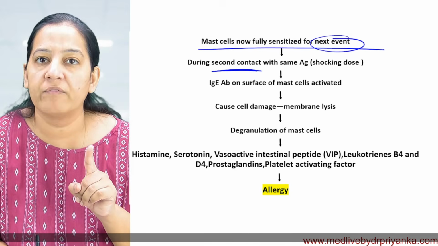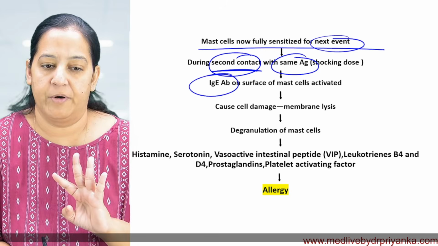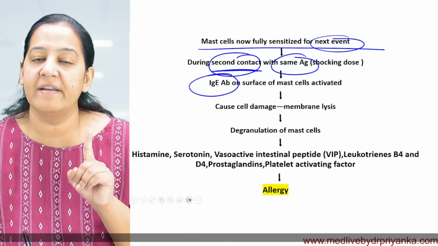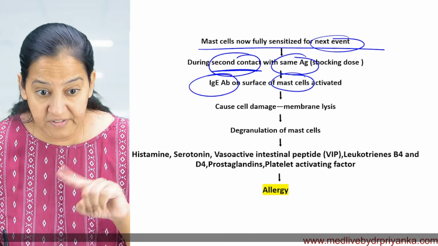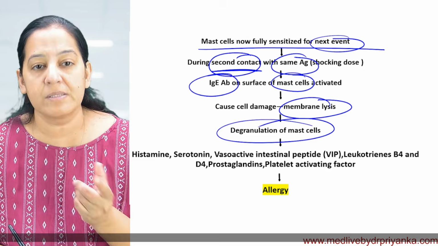But from the second event onwards, if the same antigen enters a second time, then it will directly go to its antibody. The complete process is not repeated. It is recognized by the memory B cell and memory T cell, and it is shunted to the IgE antibody. The IgE antibody gives the signal to the mast cell. On receiving the signal, the mast cell bursts. The mast cell lyses, so granules come out of the mast cell. This is known as degranulation.